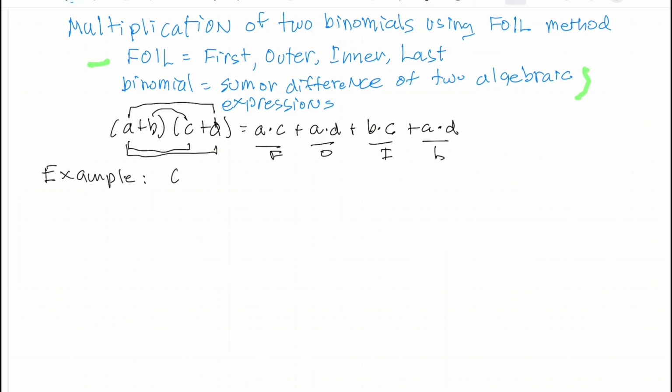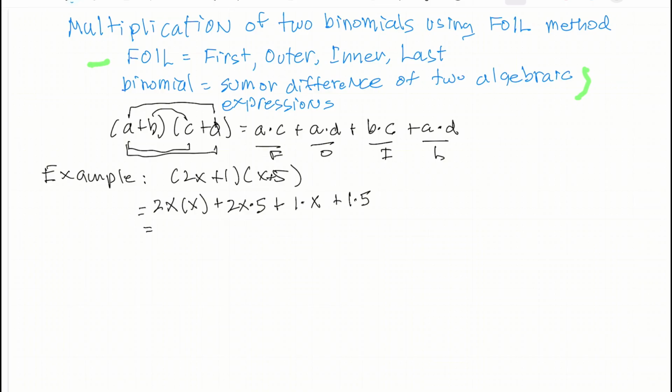We want to take 2x plus 1 times x plus 5. So multiplying this out using the FOIL, the first would be 2x times x, plus the outer, which is 2x times 5, plus the inner, which is going to be 1 times x, plus the last, which is 1 times 5.